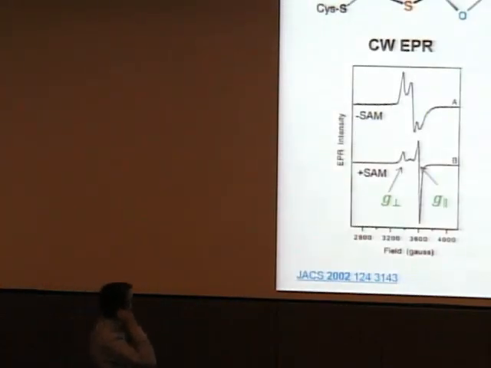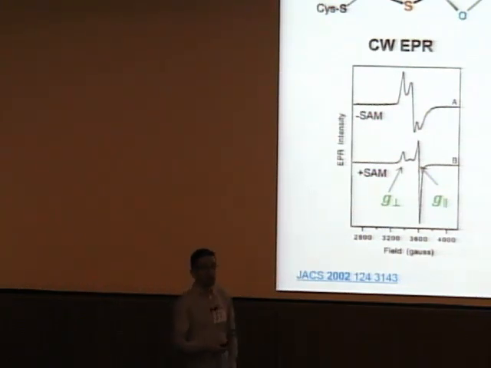Here's another example from the early 2000s from an enzyme, pyruvate formate lyase activating enzyme. It's also an iron-sulfur cluster, and it uses S-adenosylmethionine as a cofactor. Here are the EPR spectra. I showed them yesterday as well. Without SAM, you see a certain spectrum. You add SAM, the spectrum changes. So clearly, SAM is coordinating to that iron-sulfur cluster. But how? That was the question.